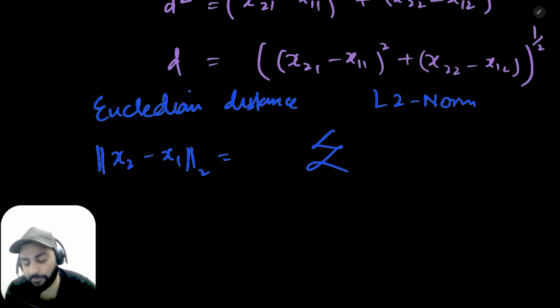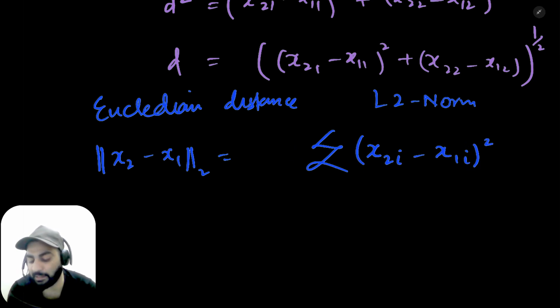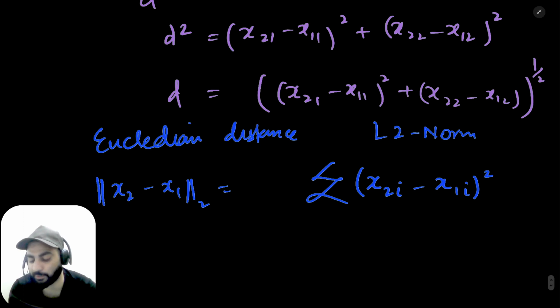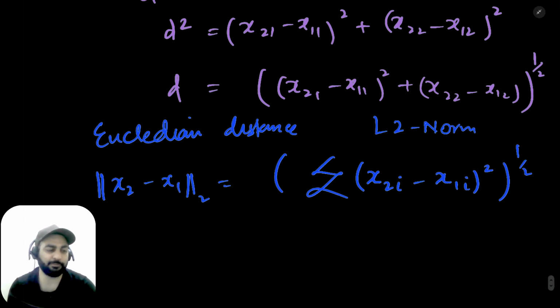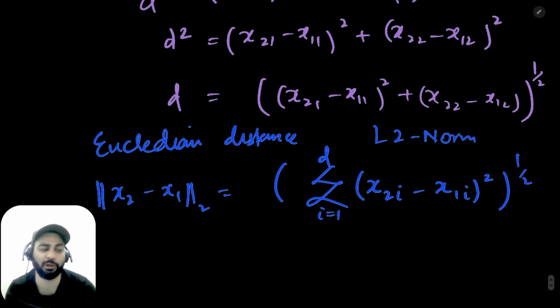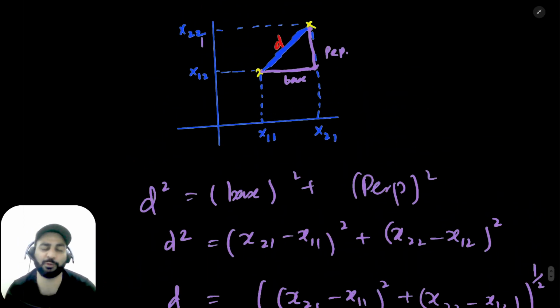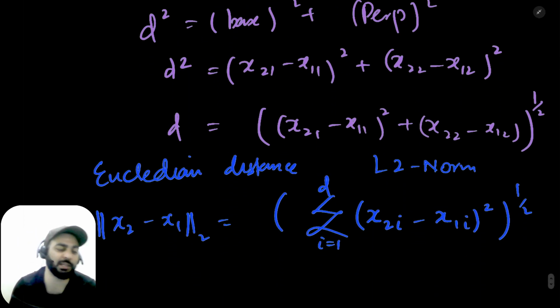I can write the summation of the squared differences. Let's suppose it had two components. I write the second point's first component minus the first point's first component, whole square, and then I take the square root, which is raised to 1 by 2. Is it clear? This is for i equal to 1 to d, where d means the number of features it has. So this is one measure of distance. If I give you values for the corresponding coordinates, you can easily measure the distance. This is called Euclidean distance.